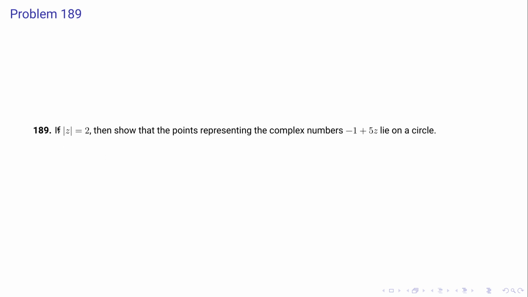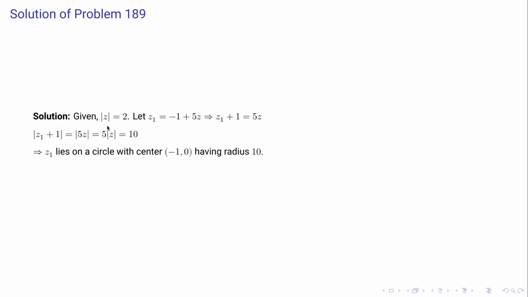Problem 189 says that if mod z is equal to 2, then show that the points representing the complex number -1 plus 5z lie on the circle. So we are given mod z is equal to 2 and z1 is equal to -1 plus 5z. So from here we can say that z1 plus 1 is equal to 5z. So we take modulus of that, mod of z1 plus 1 is equal to mod of 5z, and mod of 5z becomes 10 because mod z is given as 2. So 5 into 2, 10.